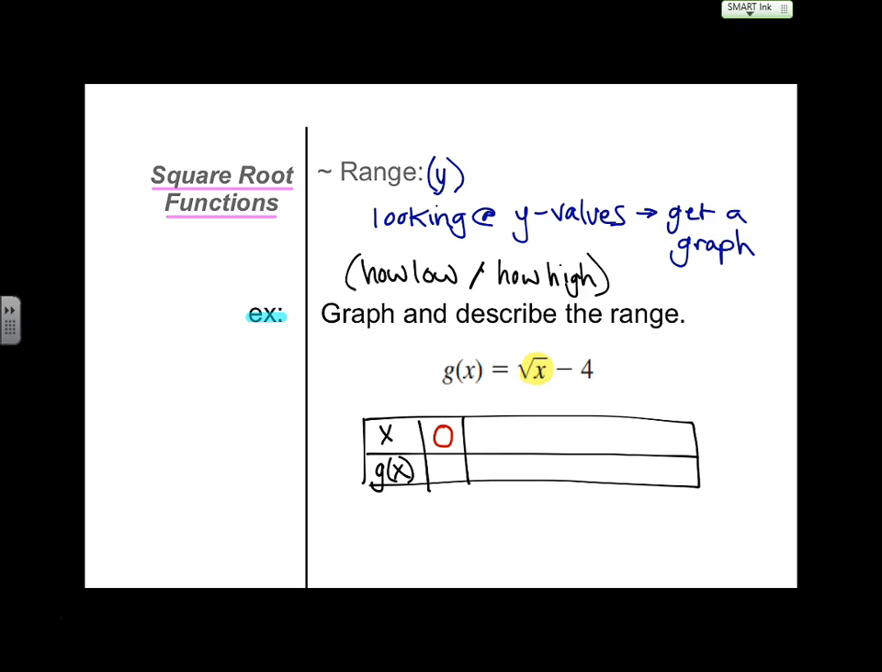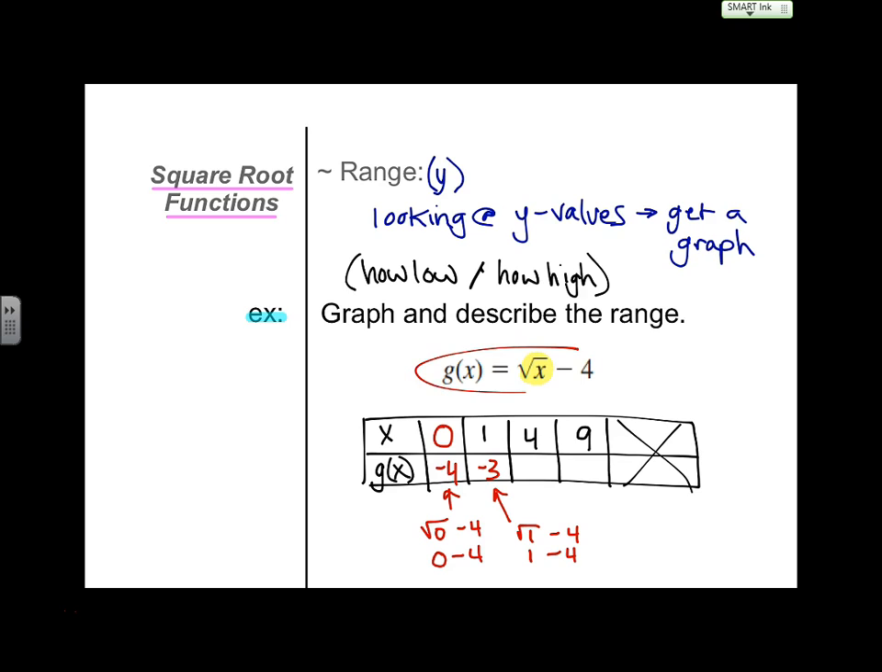Listen. If we plug in square root of 0 minus 4, that's 0 minus 4, which is -4. Okay? Now, I'm not going to make you guys do all the rest of the table. I'm actually going to help you by saying 1 is a good number to plug in, 4 is a good number to plug in, 9 is a good number to plug in, and we'll stop because it gets really big at that point. If you plug in 1, square root of 1 minus 4, 1 minus 4 is -3, right? Why is it -4? Because the function tells me so.